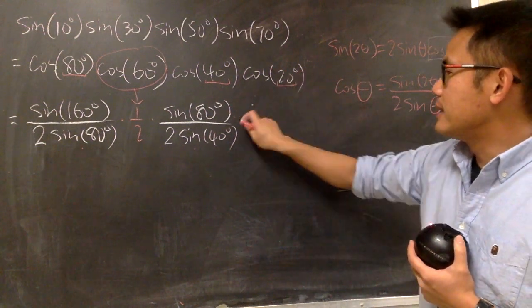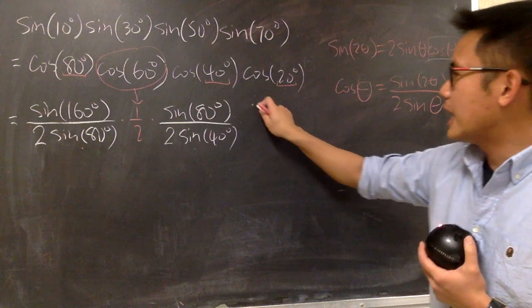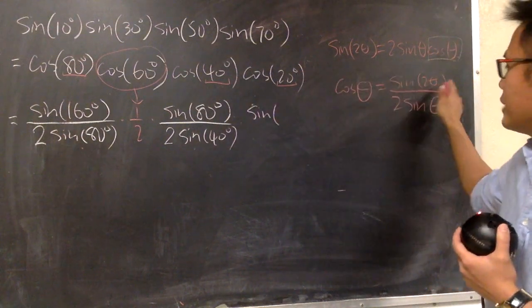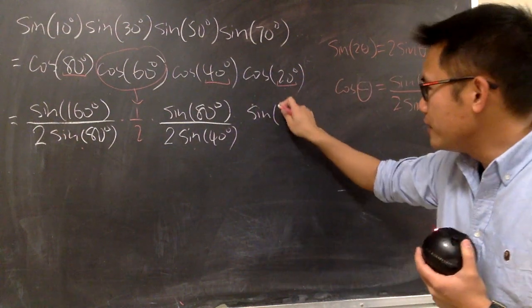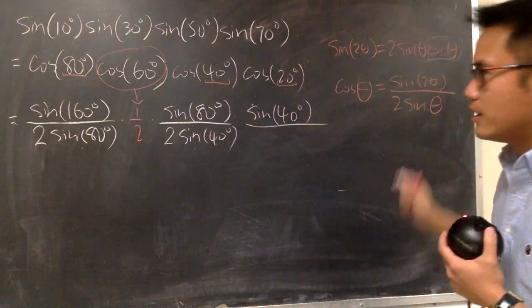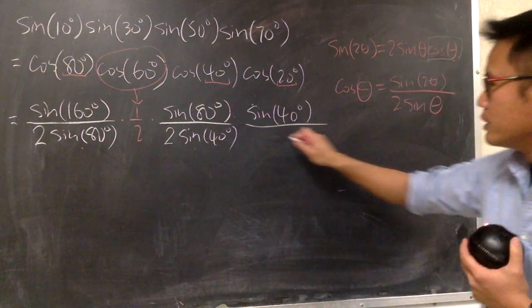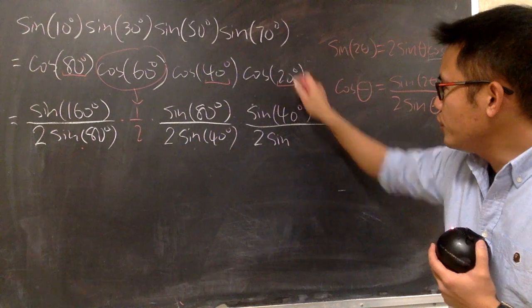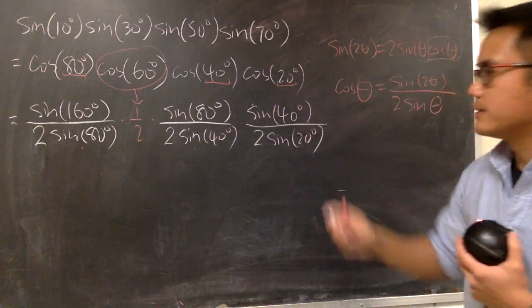20 degrees, that's the theta now, so you know the deal. On the top is sine of 2 times this angle, which is going to be 40 degrees. On the bottom, it's going to be 2 times sine of just this angle, which is 20 degrees.